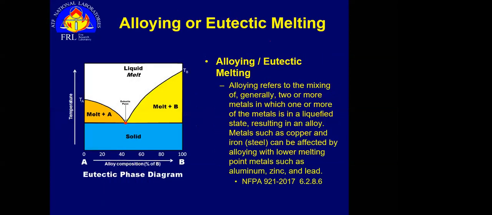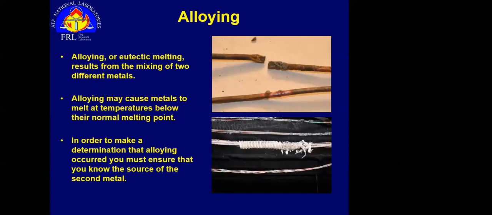All right, so alloying. This one's kind of a confusing one for a lot of people. Alloying, or eutectic melting, occurs when we have at least two different materials, and the melting temperature of one is different from the other. I'll use copper and aluminum as an example. Aluminum has a melting temperature of around 1200 degrees Fahrenheit. Copper's going to melt at right around 2000 degrees Fahrenheit. So when aluminum drips onto copper, I can form an alloy that now has a lower melting temperature than either of the two. Most often, what we're going to see is probably copper and aluminum alloys, or those are the ones that I see the most.